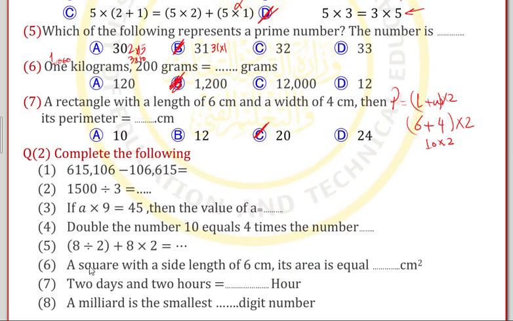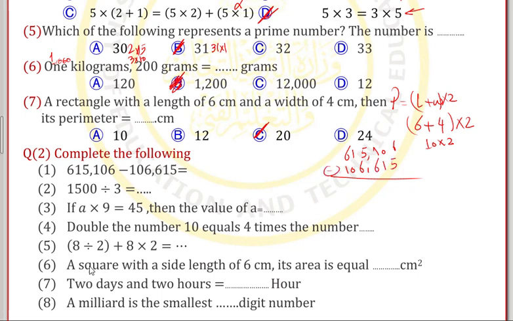Question 2. Complete the following. Subtract these two numbers, 615 minus 106. To subtract these two numbers, we need to do it vertically. So we will put the big number on top and the smaller number under it, 106 directly under 615.